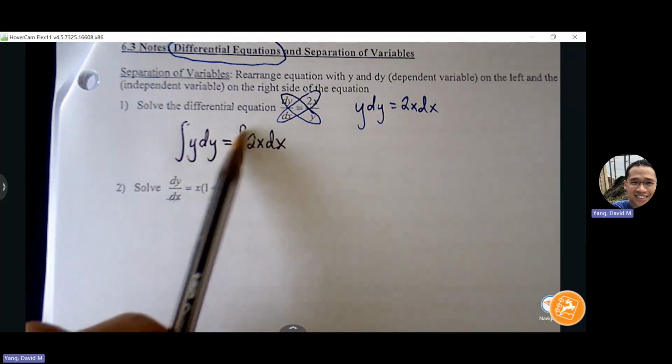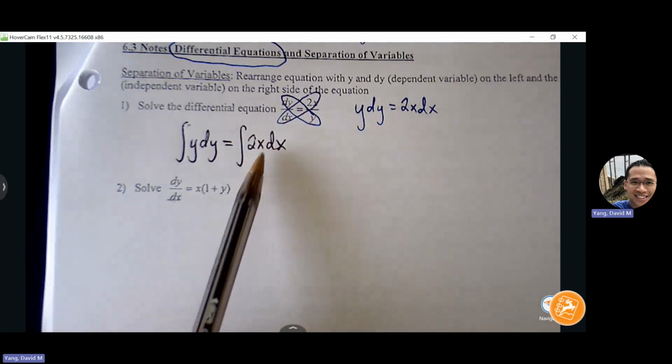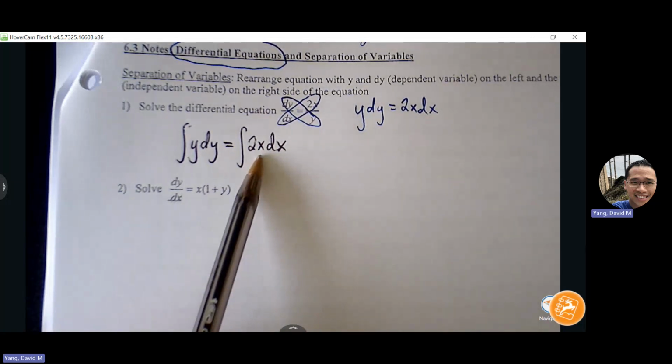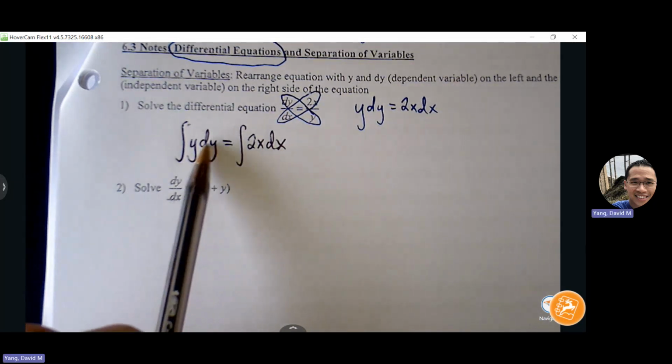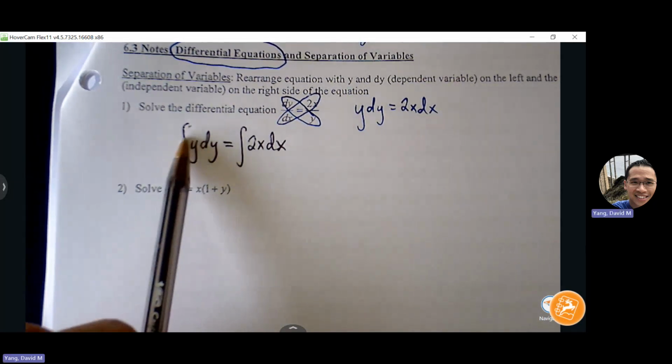Now, let's do the right side. The right side feels more familiar. What rule can we use for the right side? Power rule. Okay. All right. Let's look at the left side. What do you think we can use on the left side?